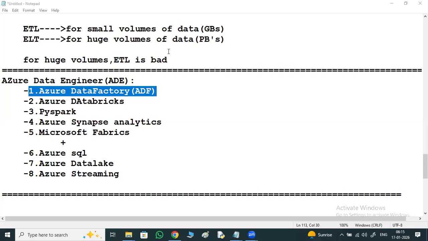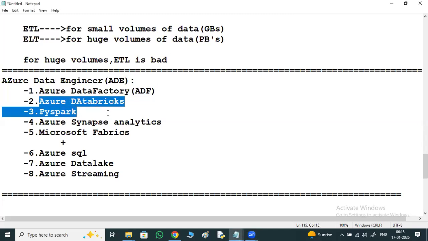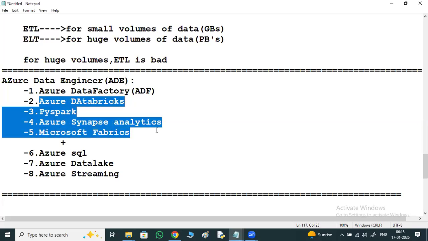So for this ADF, coding is not required. So where exactly will coding be required, sir? In which topic? Azure Databricks, PySpark. In all the remaining things, right? Coding means basic Python knowledge, right?